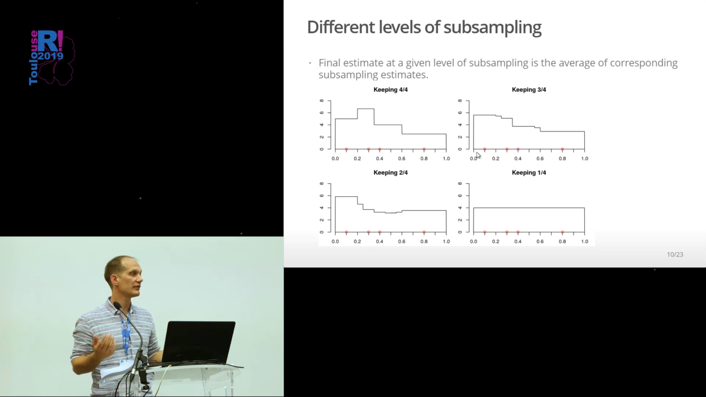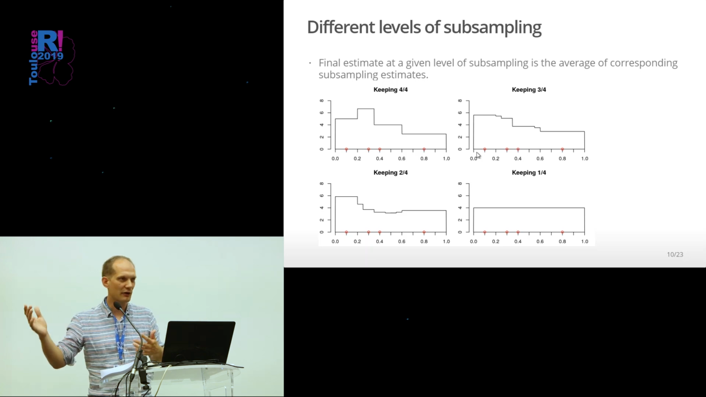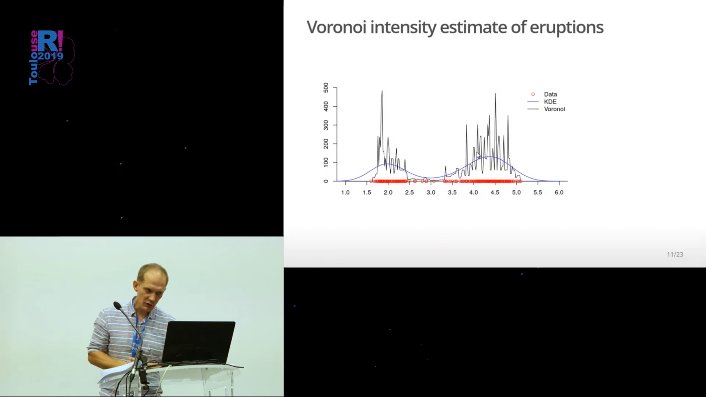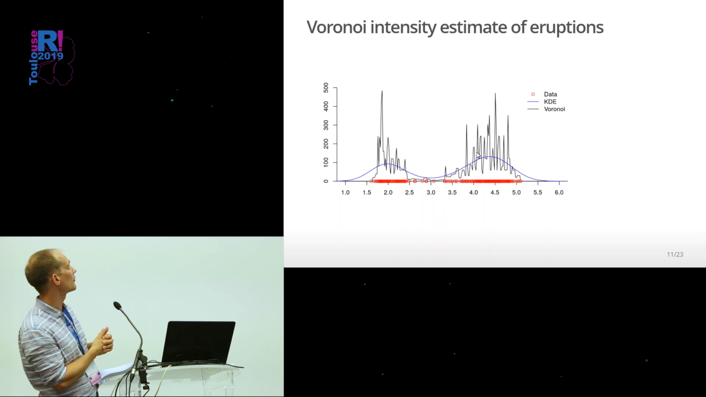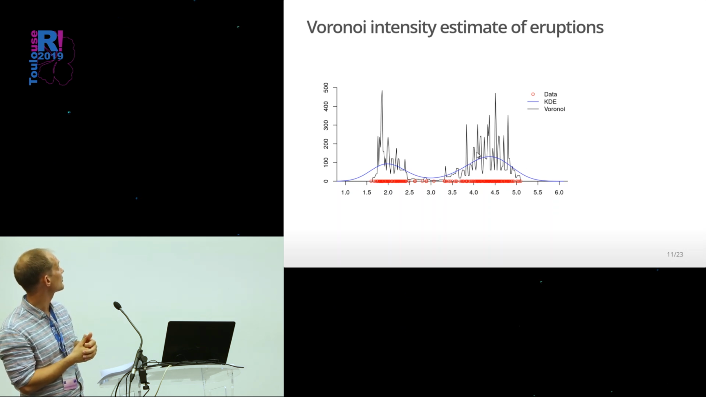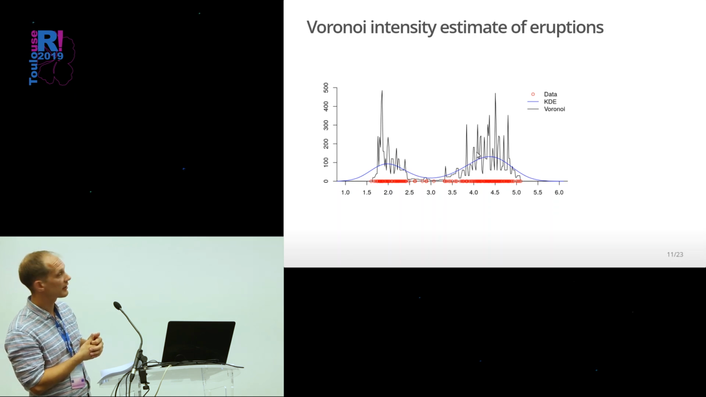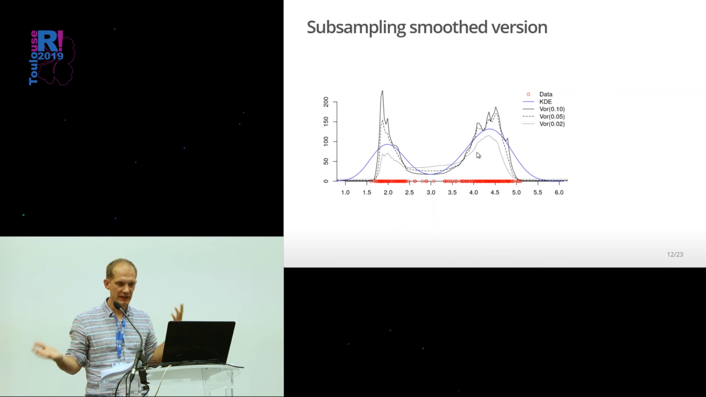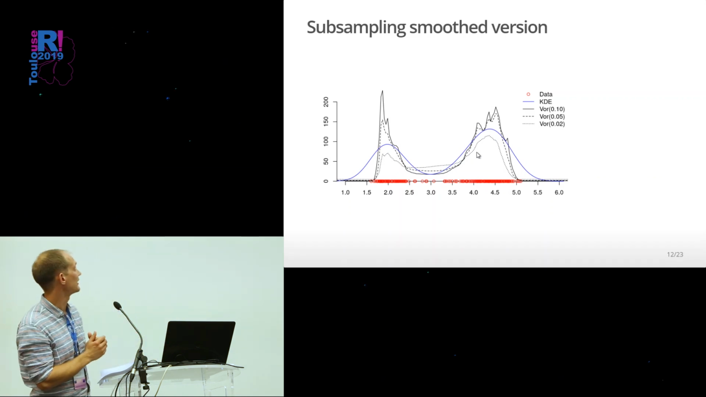And then you just repeat the subsampling. Usually your real data is not 4 points, but you have quite a few more points. So you can't do all subsets of 100 points out of 1,000 points. So you just do a random thinning of the point pattern. So if we look at the original Voronoi intensity estimation of the eruptions data, so this is the faithful data set from base R from the datasets package, well, then you see clearly this huge variance of the intensity estimate. And the blue line is kernel density estimation, which probably looks more reasonable. And if we then apply the thinning, we get, depending on how much thinning we do, different estimates.